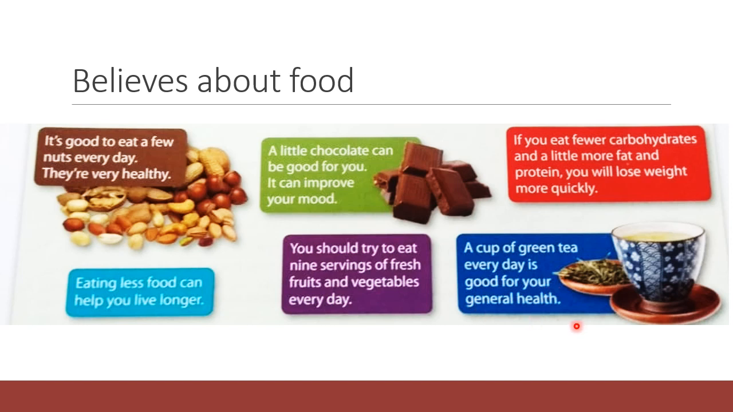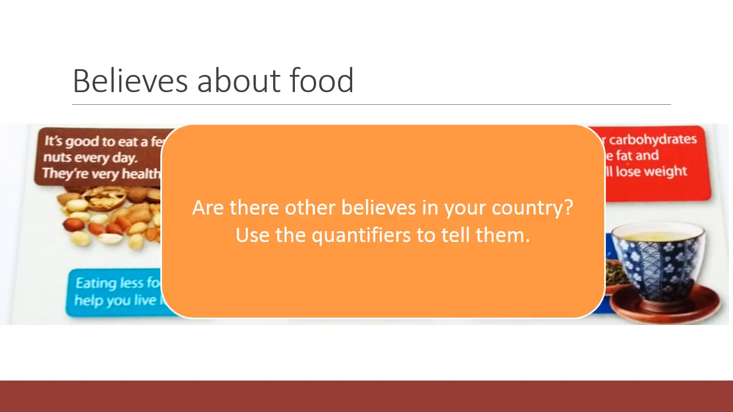You know that in Asian countries like Japan and China, they are accustomed to drink tea, black tea and green tea, and they have good health. So maybe this one is also true. Are there any other beliefs in your country? Use the quantifiers to tell them.